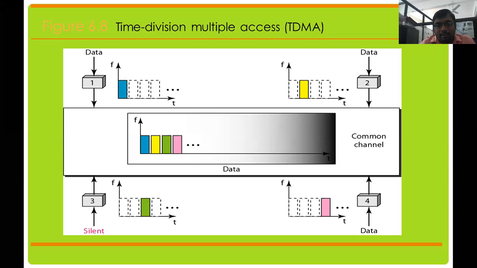And if you look at all four channels, there is only one station that is silent during the transmission, that is station 3. It occupies the time slot but does not send any data. It is a blank time slot, you can say.